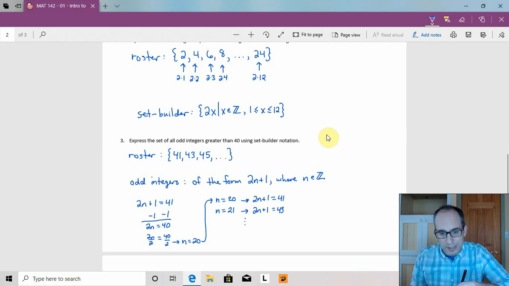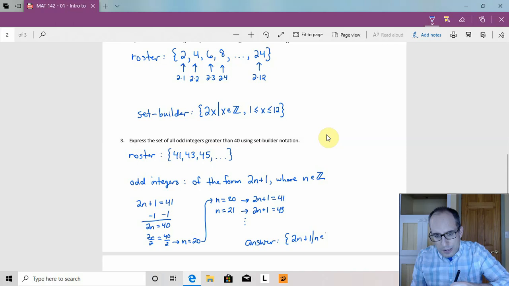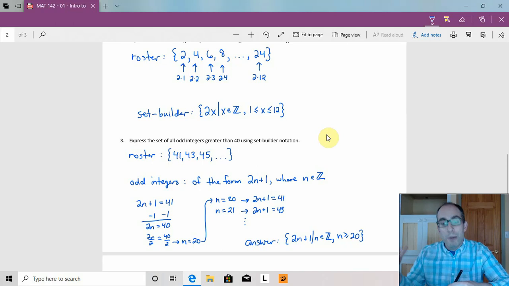So I guess I'll just put this down here. So the answer would be, and we're going to use that notation with the 2n plus 1, 2n plus 1 such that n is an element of the integers, and n needs to be at least 20, right? So n greater than or equal to 20. Since 20 gave us that 41, which is the smallest number that's going to be in that set, right? And then 21 will give us the 43, 22 will give us the 45. So if we go bigger than 20, we're going to get values that work. So that's going to be our answer right down there.